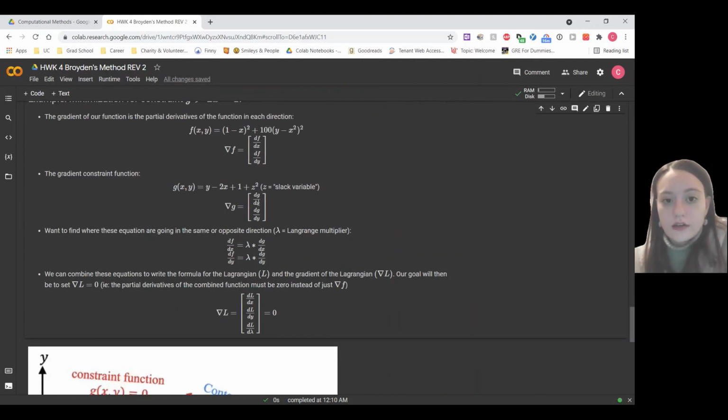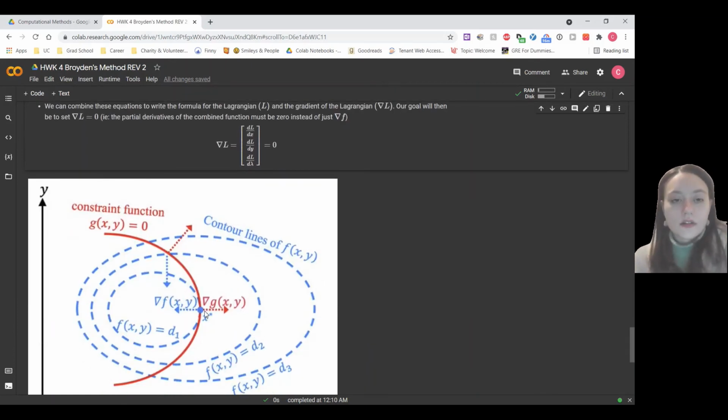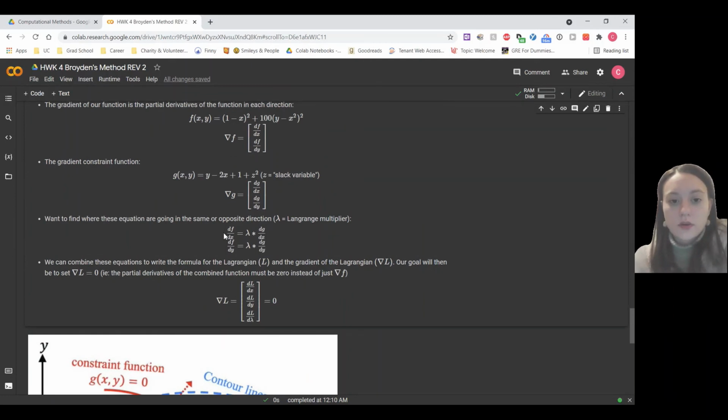So we have our gradient here in the x and y directions. The idea is that at that optimal value that we're looking for, these gradients will be collinear. So they don't necessarily have to be equal, but we can say each of these partial derivatives, so for example, df over dx, will be proportional to dg over dx. And we can express this using this lambda, which is the Lagrange multiplier. So basically these two equations are showing that at our optimal value, the gradient of our contour line and the gradient of our constraint curve are collinear or parallel.